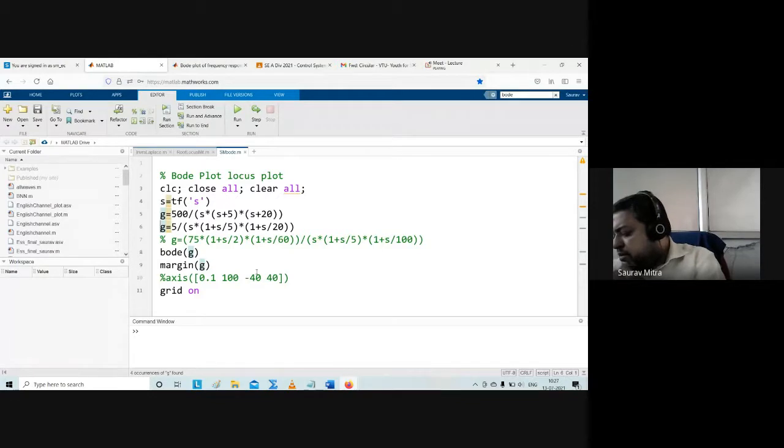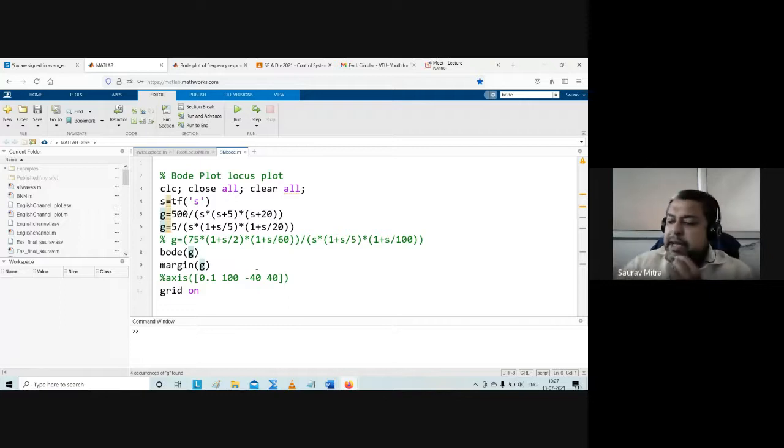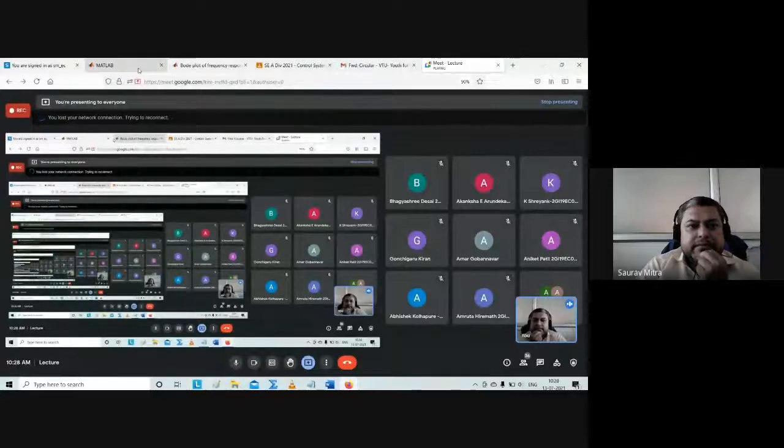So what will be our starting point? There will be a parallel line at 20 log 5. So there will be 4 plots. There will be 4 Bode plots.